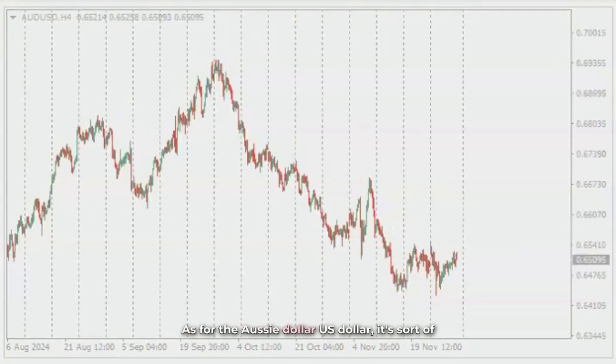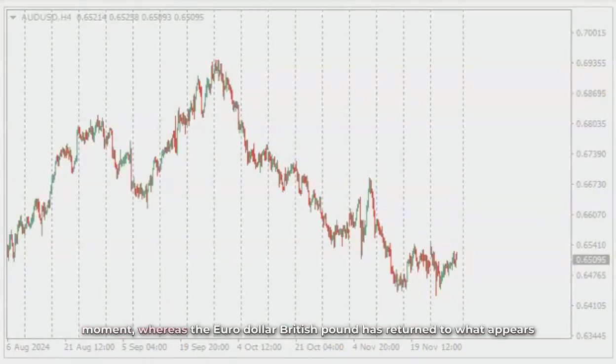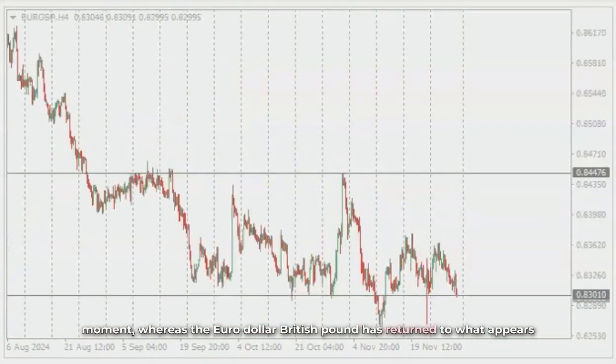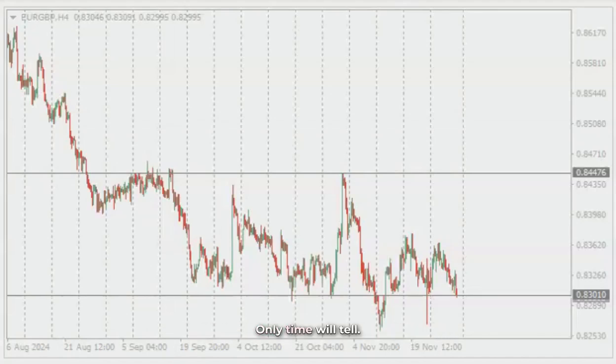As for the Aussie dollar US dollar, it's sort of floating around in the middle of nowhere at the moment, whereas the euro-dollar British pound has returned to what appears to constitute a major support level that has been around for approximately 10 weeks, hinting at a possible profit-making opportunity from buying the pair, though with this many tests of this lower boundary, who's to say it hasn't been severely weakened at this point and perhaps even ready to give way? Only time will tell.